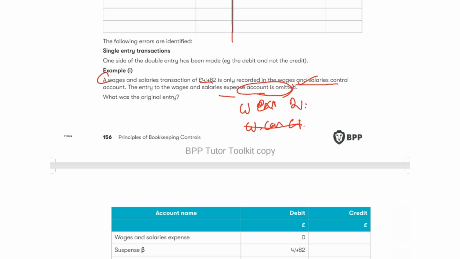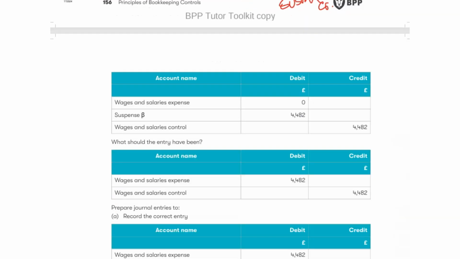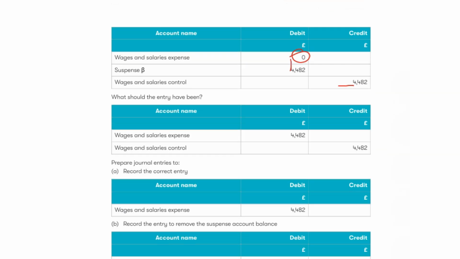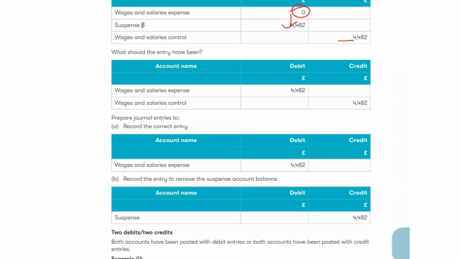Wages expense debit 4,482, suspense credit 4,482. Suspense account credit, that's it. That's how you make it correct. But they showed you, just like in the other video, what was the mistake, what should have been done, and how to make it correct. What was the mistake? Wages control credited, but wages expense not debited. That was the mistake, so we have a suspense because of that. What should have been done? Wages expense should have been debited and wages control credited.